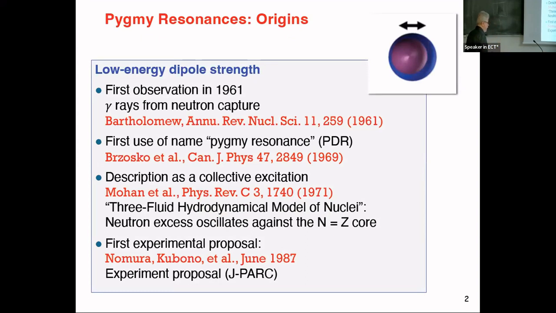You see, it starts in 1961 with the first observation in gamma rays from neutron capture. Here's the reference. The first use of the name Pygmy resonance was in 1969. Then some people already started in 1971 describing it in terms of collective excitation. And then there was a proposal in 1987 with Kubono-san at J-PARC about looking for evidence for the existence of Pygmy resonances.